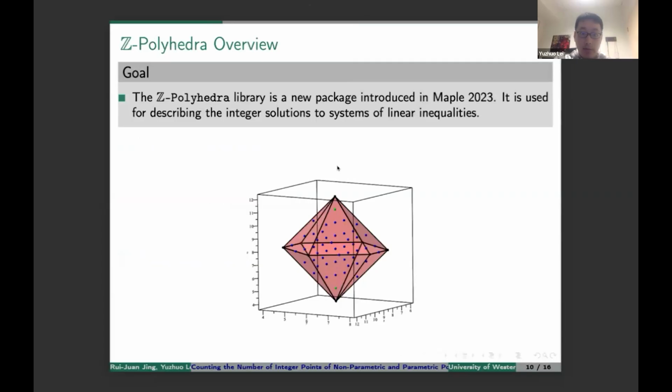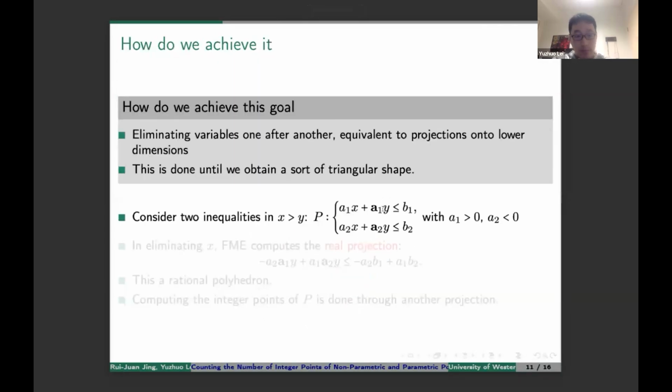The ZPolyhedralSets library was a new package introduced in Maple 2023, which is used to describe the integer solutions to a system of linear inequalities, as you can see in this picture. How do we compute them? Well, the basic idea is to eliminate the variables one after another, which is equivalent to projections onto lower dimensions. It will stop when we obtain a sort of triangular shape.